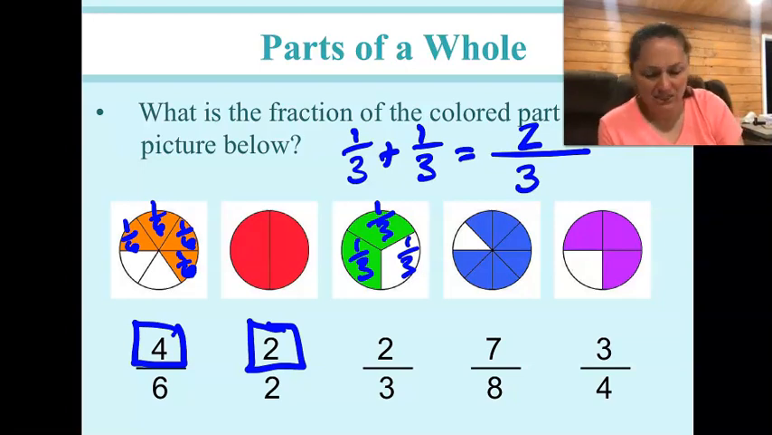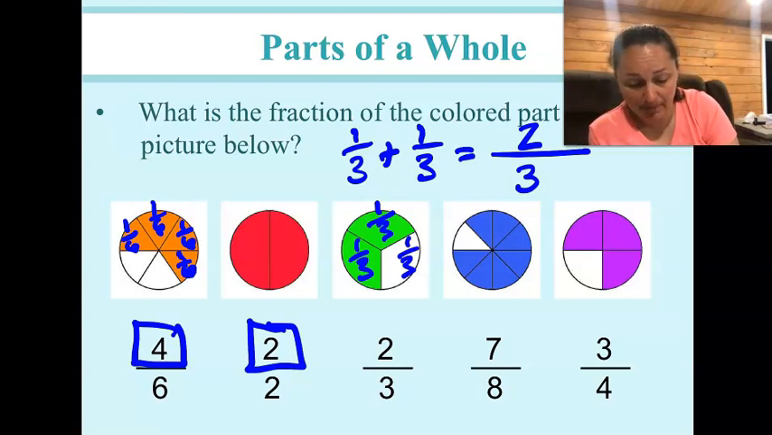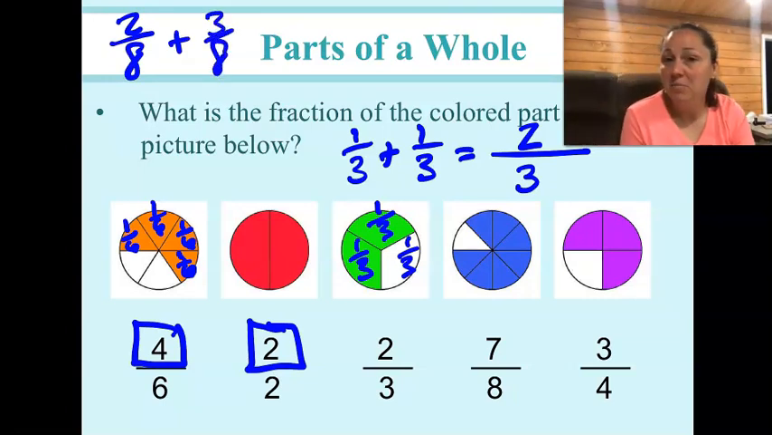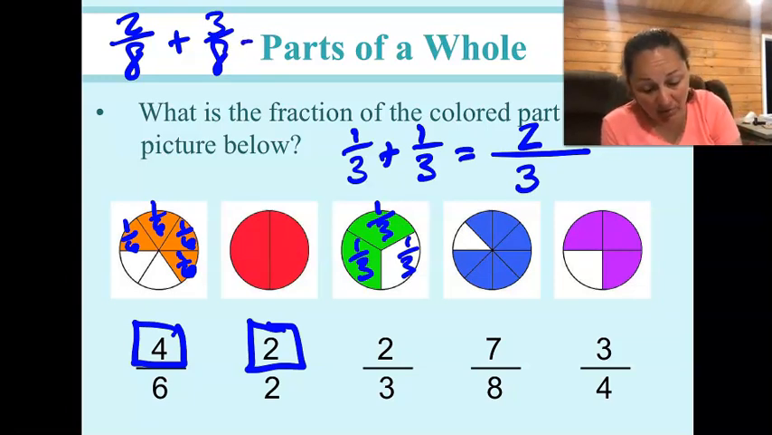So what if I said to you, I cut my pizza into 8ths. So for breakfast, I ate 2/8. And then for lunch, I came back and I ate 3/8 of my pizza. How much pizza did I eat? Well, we know that the bottom number, or the denominator, stays the same. So if my denominator stays the same, that would be 8ths.